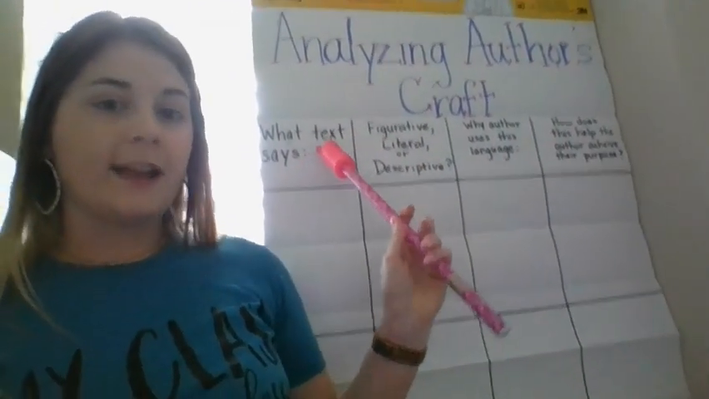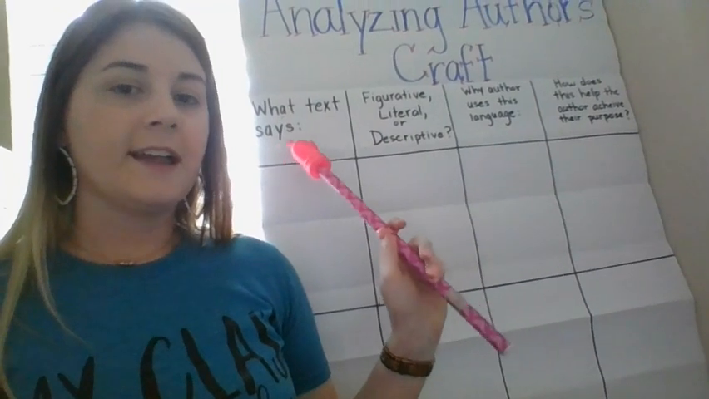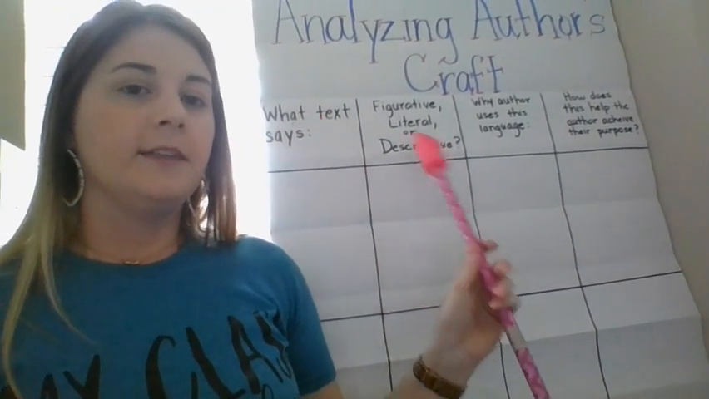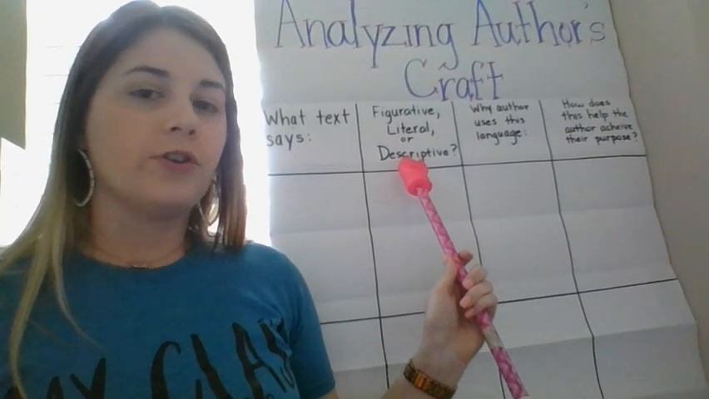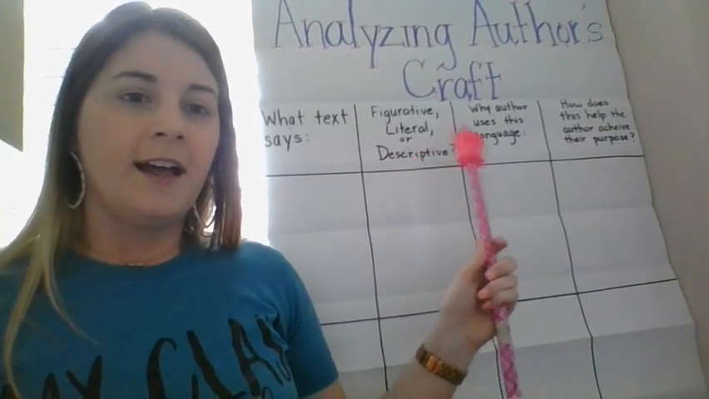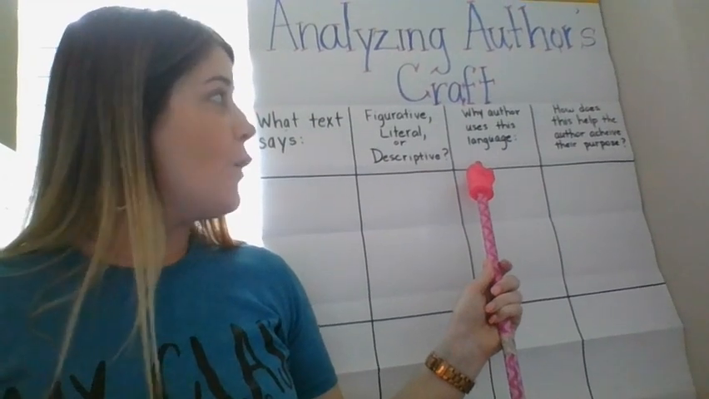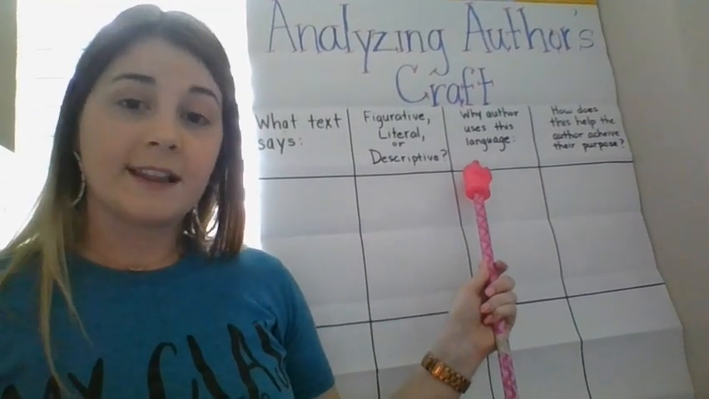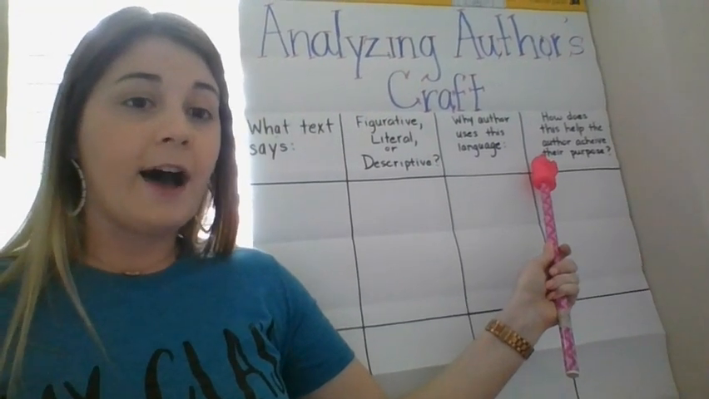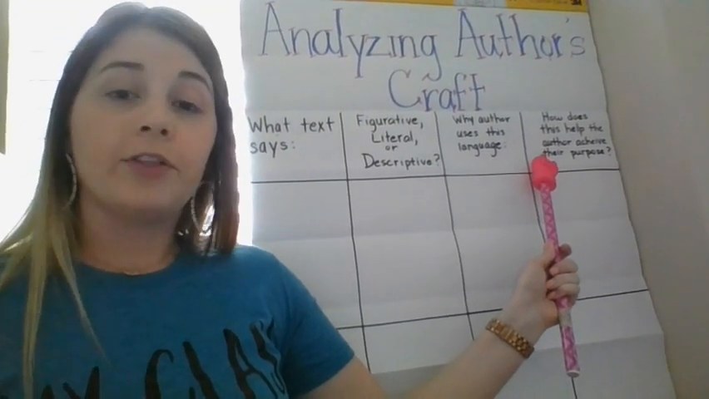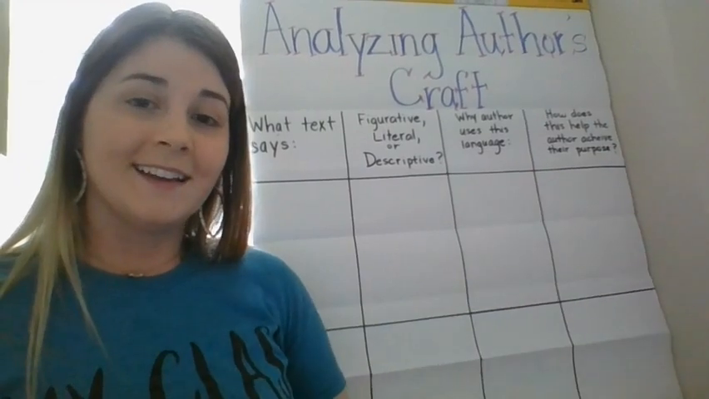In our graphic organizer, we want to know what the text says. Then we want to decide, is that text figurative, literal, or descriptive language? Next, we want to know why the author uses this language. Lastly, we want to know how does this help the author achieve their purpose.